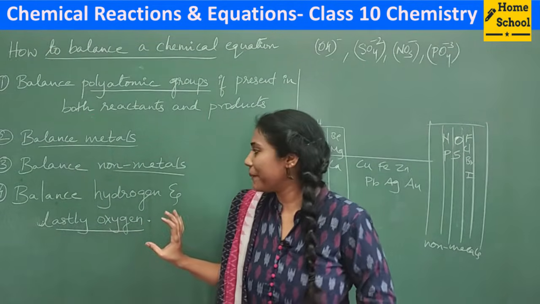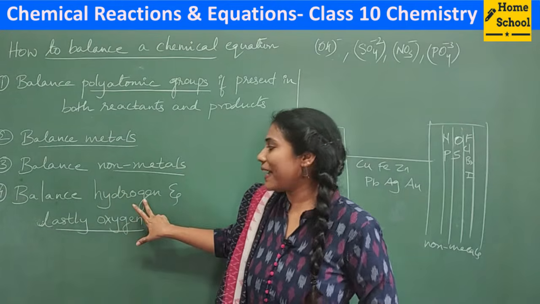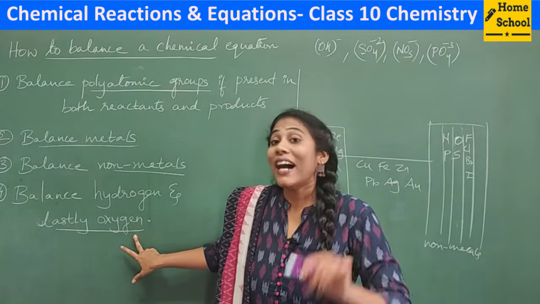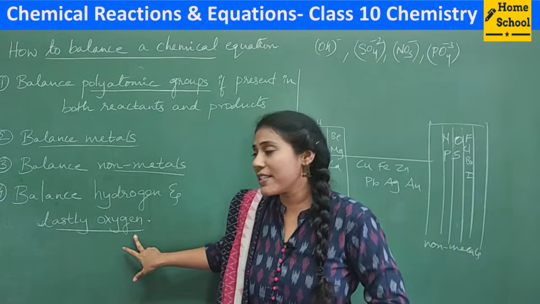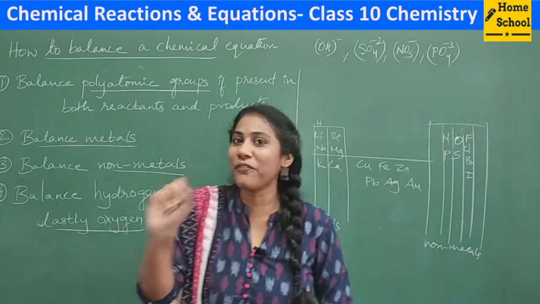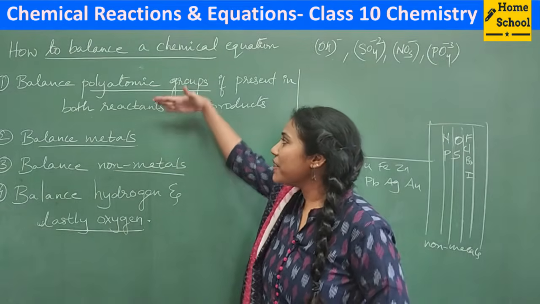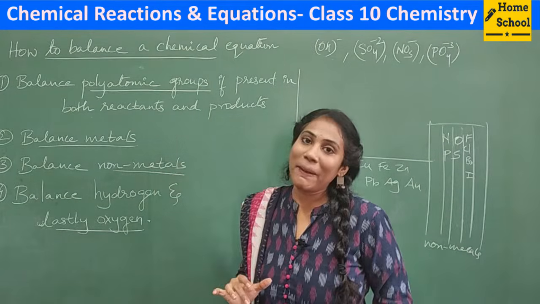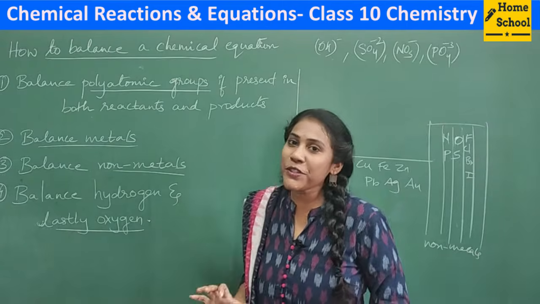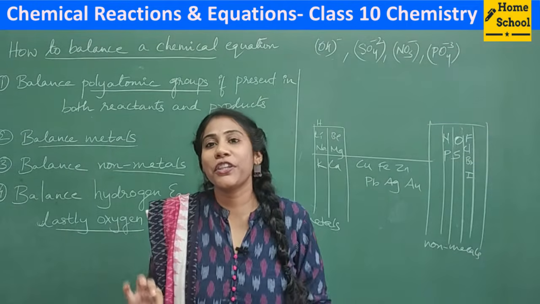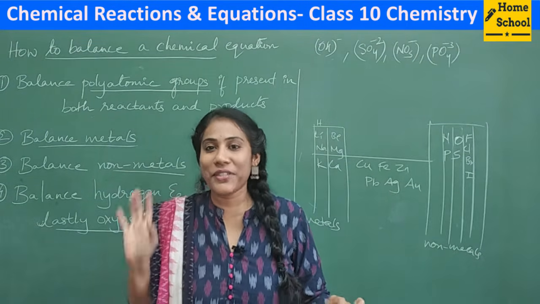Whatever it may be, after that, go for balancing hydrogen and oxygen. Again, among hydrogen and oxygen, first you should finish off with hydrogen. Later go for oxygen. So step by step you have to follow the balancing. If you can follow these rules, any chemical equation you can balance within a few seconds.